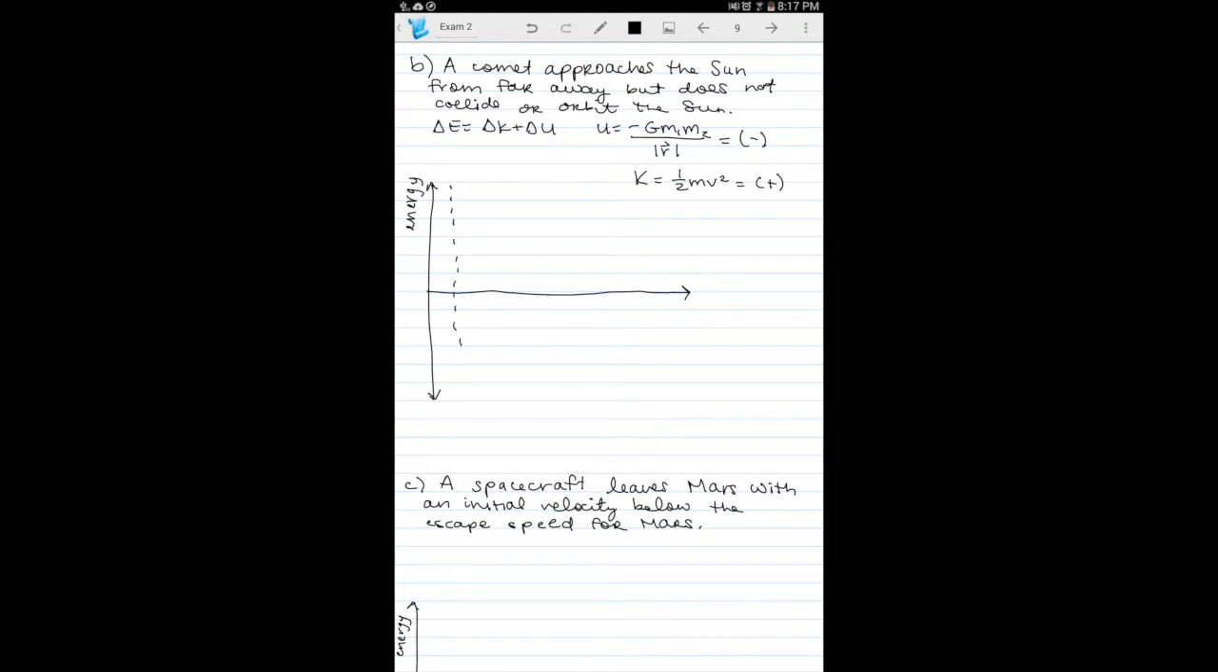And then on our graph, we will draw our initial position. And then from that, we know our potential energy is negative, so we'll go ahead and draw that. And then we know our kinetic energy is going to match our potential energy, so we can draw that one. And then from there, we can draw our total energy, which is going to be positive.